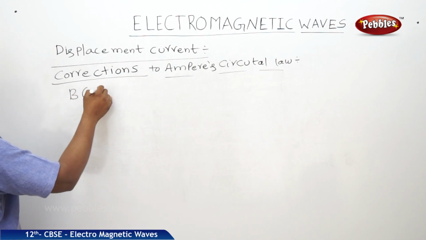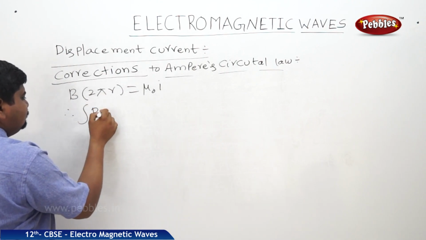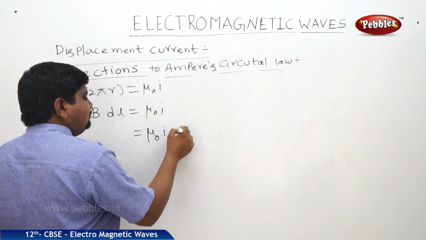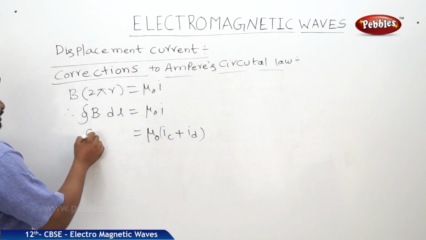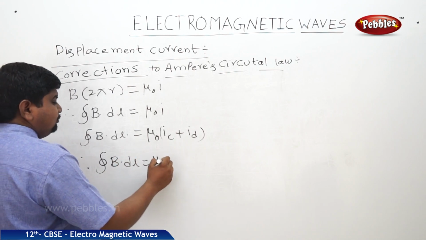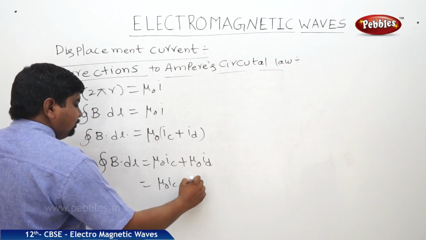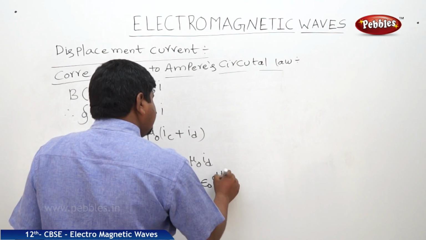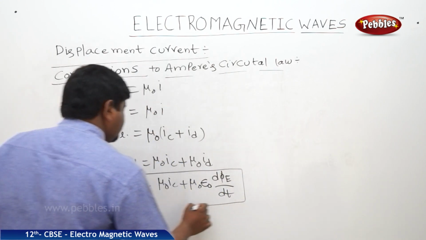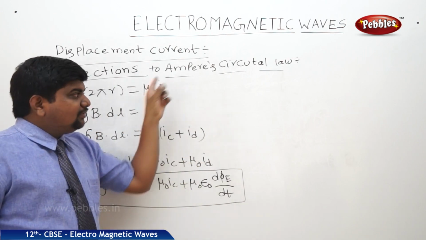So we know that B into 2 pi r is equal to mu naught I. If you integrate, B into dl is equal to mu naught I. This I we can write as IC plus ID is equal to integral B dot dl. Therefore, what is the modified form? B dot dl is equal to mu naught IC plus mu naught ID. What is ID? Epsilon naught into d phi E by dt. So integral B dot dl is equal to mu naught IC plus mu naught epsilon naught d phi E by dt. So this is the expression for Ampere's Maxwell law and nothing but the correction of the Ampere's law with the help of displacement current.